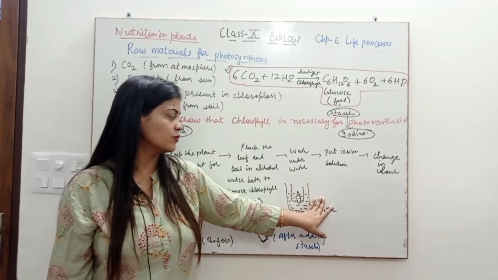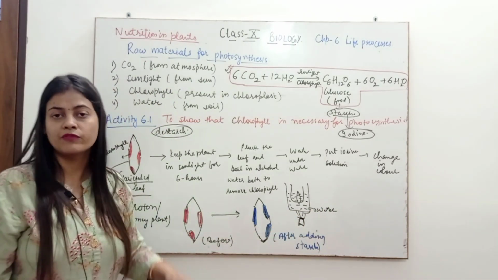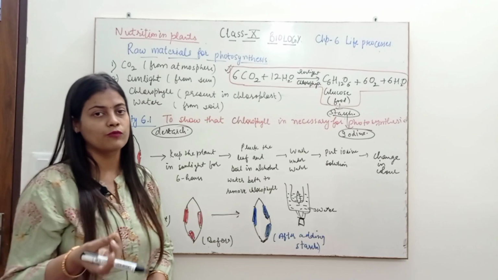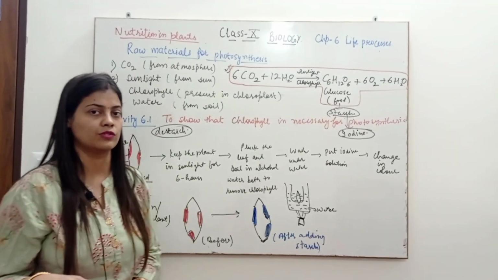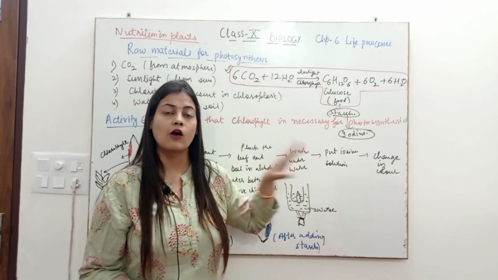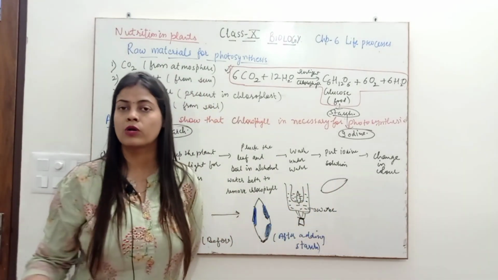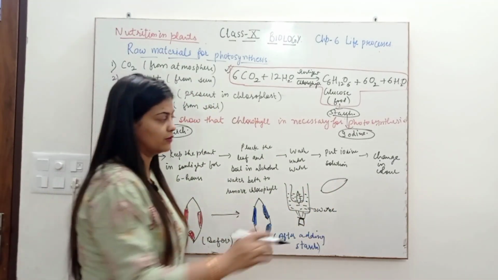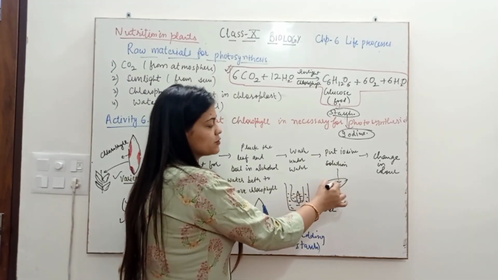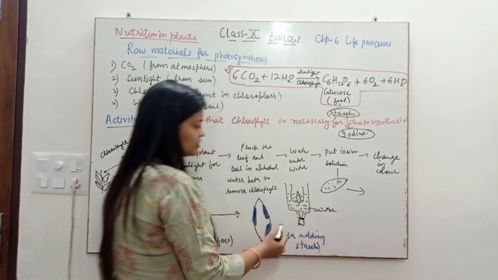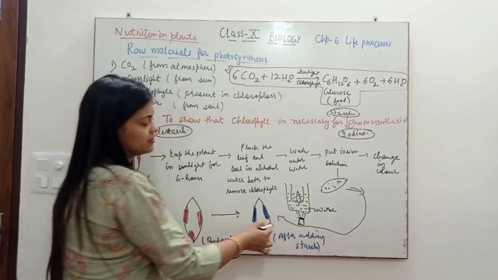After boiling in alcohol, we will wash the leaf under water, so that whatever little amount of chlorophyll is present can be washed out. Then the leaf is completely decolorized. You can see the leaf will be like this, no color, no patch, nothing. Now we will put iodine drops over the leaf.